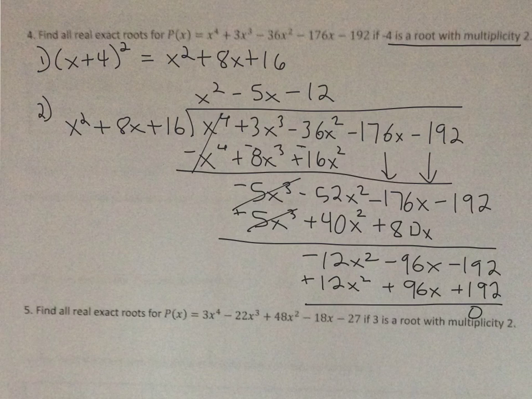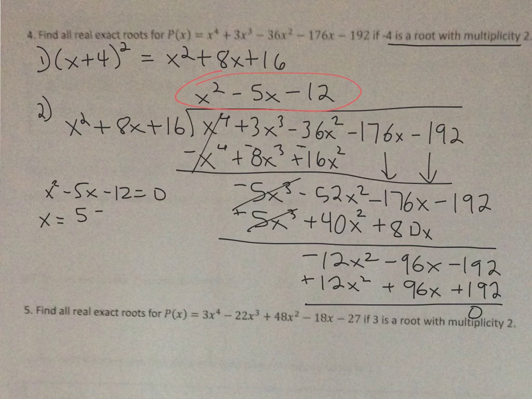Okay, so then it's like before. You can take the quotient here, and you're going to find the remaining roots by setting that equal to 0. So that's x squared minus 5x minus 12. And I can tell it won't factor, so I'm not going to be surprised that I'm going to get some irrational roots, but I can use the quadratic formula.